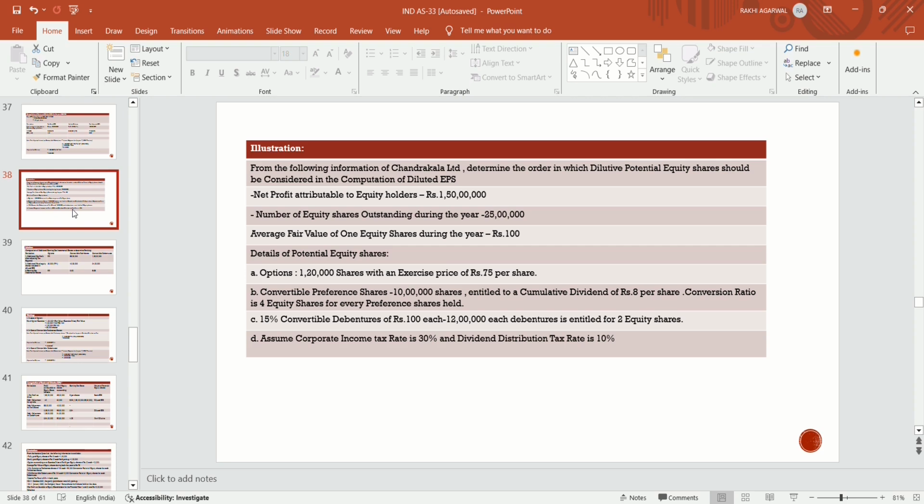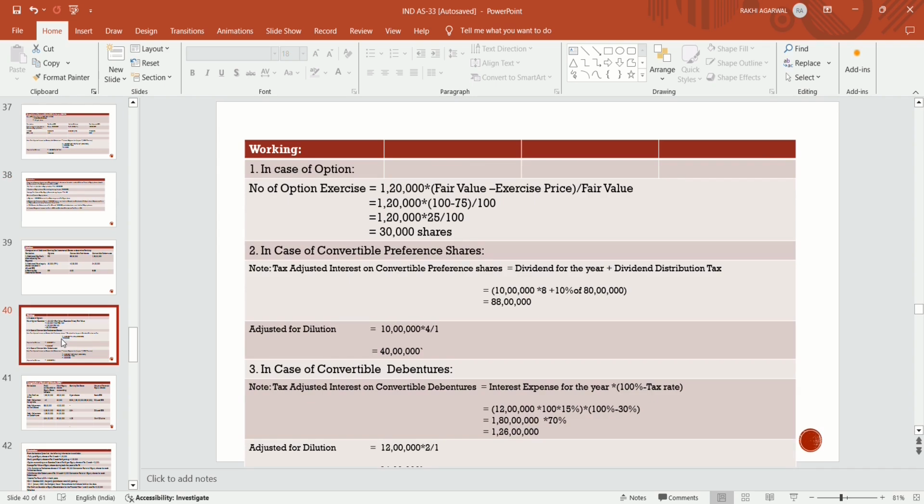So for the option, there is an exercise price of 75, but the fair value is given, that is 100 rupees for one equity share. So we have to determine the number of options exercised. The number of options exercised is 1,20,000 into (fair value 100 minus exercise price 75) divided by fair value 100. So it becomes 1,20,000 into 25 divided by 100. So 30,000 is the number of shares to be exercised in case of option.